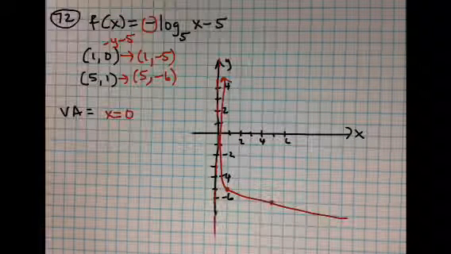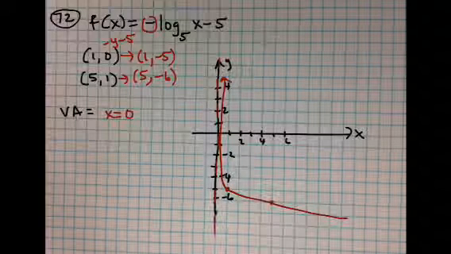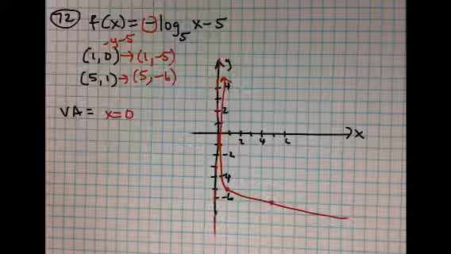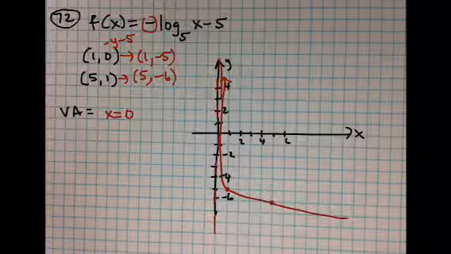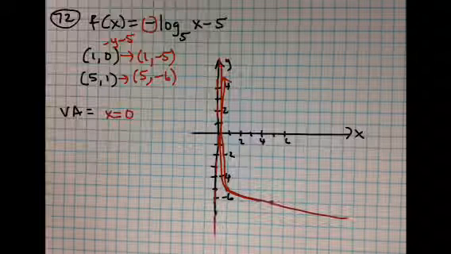Like that. I mean, it should be getting close. I know I messed up because my graph looks like it's going away from the y-axis. It should be getting closer, closer, closer to the y-axis. So it's more like this kind of thing. Okay? And that would be the graph.